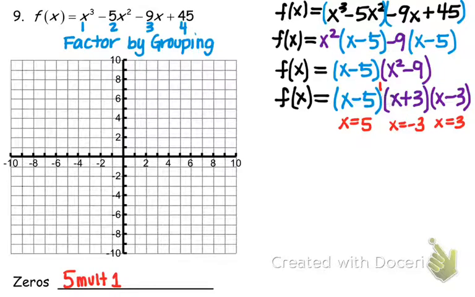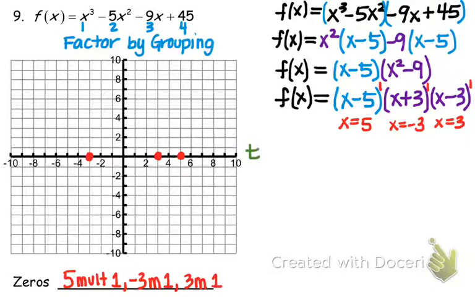Anything with an odd multiplicity, as you remember, will pass through the x-axis. My second 0 is negative 3, again with a multiplicity of 1, so this will also pass through the x-axis. And my third 0, positive 3, with again the multiplicity of 1, which again, odd degree, will pass through the x-axis. So now I'll graph all 3 of my zeros. I have negative 3, positive 3, and positive 5.